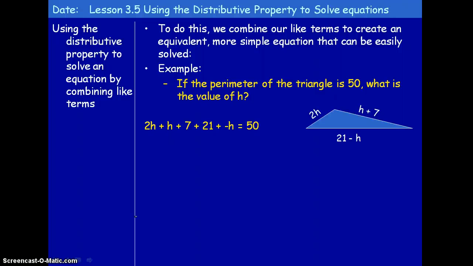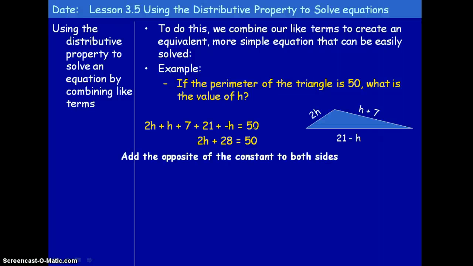Our next example, we were asked to find, if the perimeter of the triangle is 50, what is the value of h? We began by writing an equation with each of the three sides: 2h plus the h plus 7 side plus the 21 plus -h side, making it equal to 50. First thing that we would want to do is to combine our like terms, resulting in the equation 2h plus 28 equals 50.